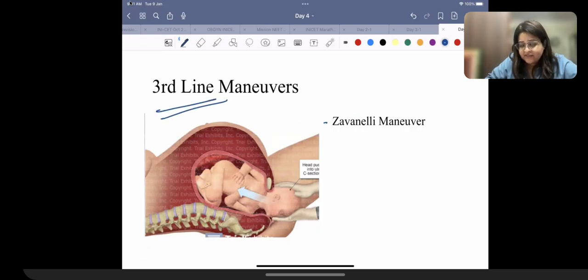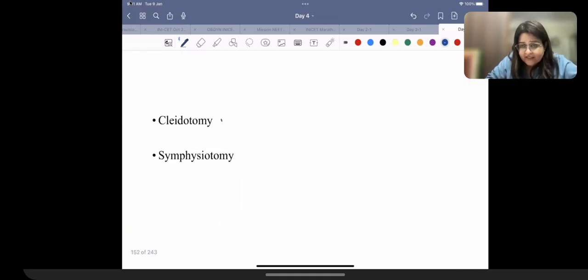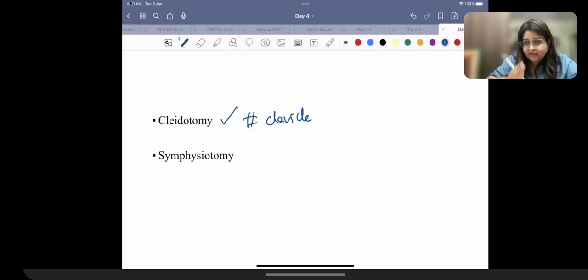Third line maneuvers, we have the Zavanelli. Zavanelli is just putting the baby back. From restitution, you turn the baby back, put the head back inside, okay? And do a cesarean section and take the baby out. So push the baby head inside and do a cesarean section. You can also do a cleidotomy, which is a fracture of the baby's clavicle. With scissors, you can fracture the baby's clavicle, or you can cut the pubic symphysis with a scalpel, of course after giving local anesthesia, and this will dislodge the anterior shoulder.